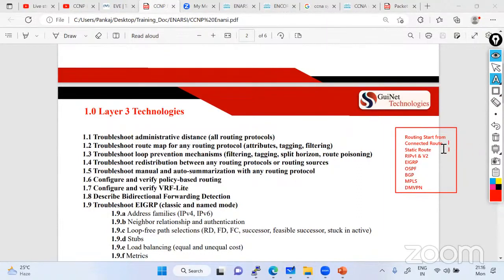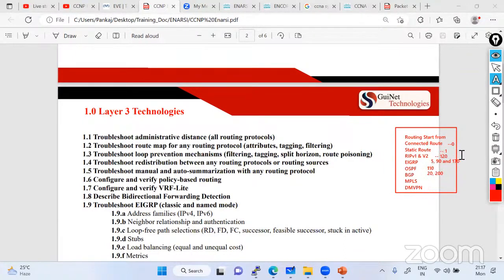If you talk about the connected route, it has an AD value of 0. The static route has an AD value of 1. RIP has an AD value of 120. EIGRP has three types of AD value: 5, 90, and 170. Many people don't know what 170 and 90 are. OSPF has an AD value of 110, and BGP has two AD values, 20 and 200. MPLS doesn't require one as it is a label based protocol, and DMVPN has no AD value either.